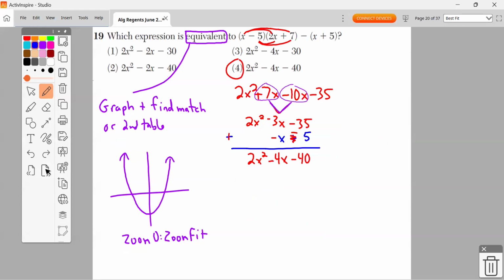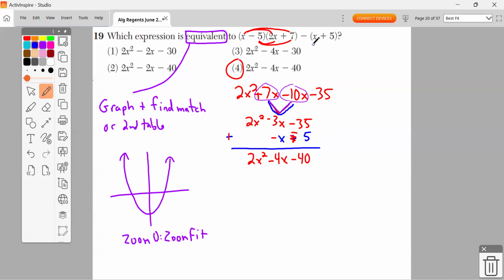In question number 19, which expression is equivalent? Again, just like we had in previous ones, we could do this one of two ways. You could do FOIL here first, all right, first, outers, inners, last, and get four terms here. I then added together your like terms to make it into a trinomial, and then subtract.